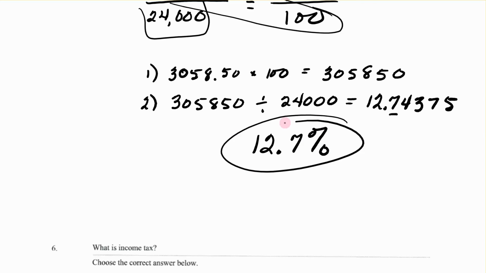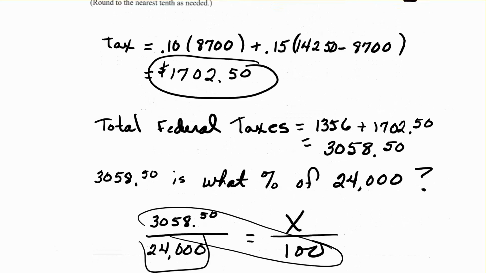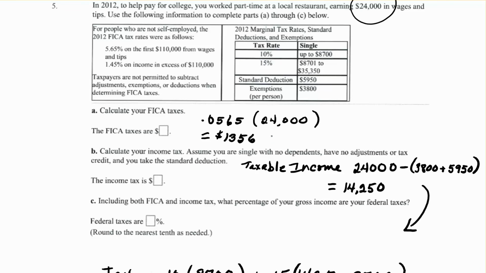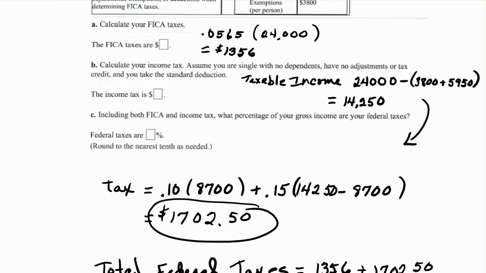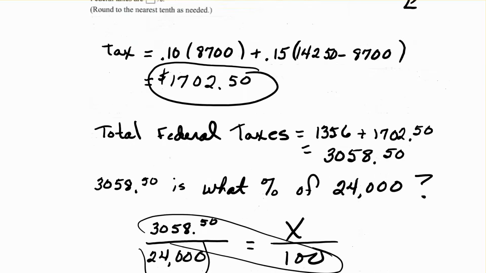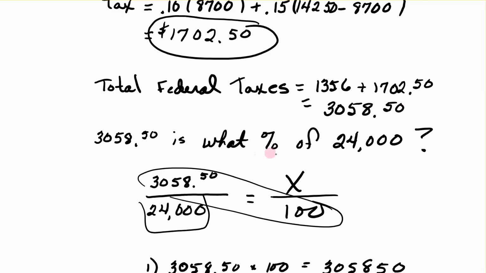So we did a lot of work in that problem. We figured out FICA taxes based on the gross. We figured out taxable income by taking the gross, which also turned out to be the adjusted gross, and subtracting the exemptions and the deductions. We calculated the amount of tax, 10% on the first 8,700 and 15% on the rest of it. It would have gone all the way up to about 35,000, but she didn't make that much. And we got the tax, and then we found out the total tax, and it was what percent of her gross. Okay, a lot of work there.